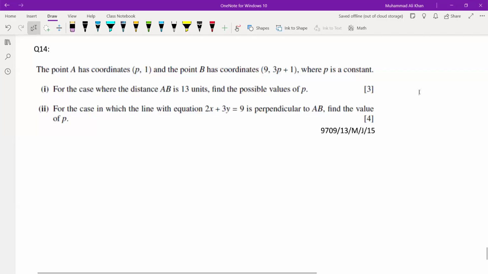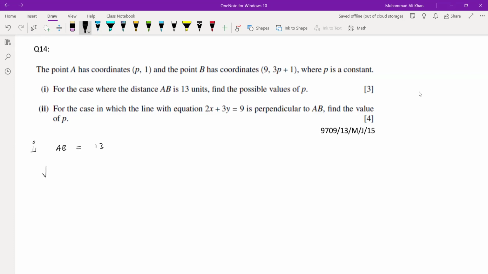Now, this is question number 14 from your past paper file of coordinate geometry, and it is 9709/13 May/June 15 examination question. The question is: the point A has coordinates (p, 1), B has coordinates (9, 3p+1), where p is a constant. For the case where the distance AB is 13, find the possible values of p. Simple, by the help of the distance formula.